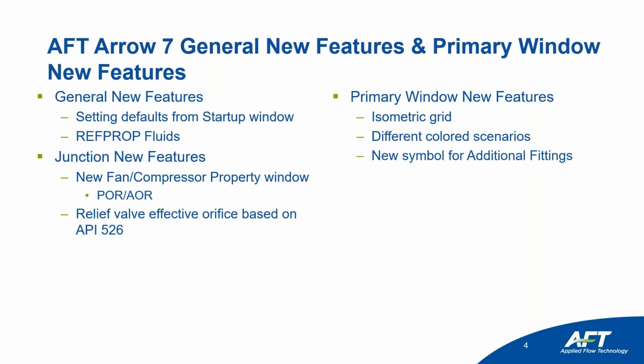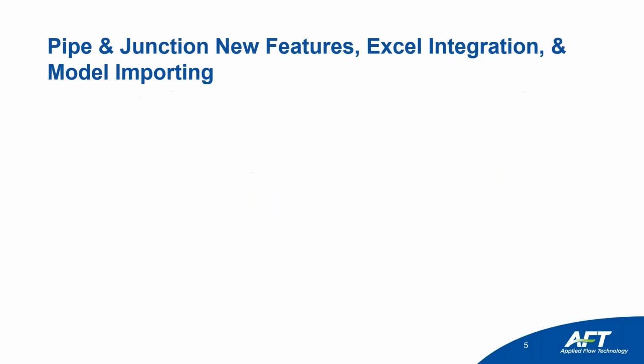There's a new symbol that shows if you have lumped in additional fittings and losses to your pipes. The visual report control is a lot user friendlier when you're trying to decide if you want to not show various pieces of information on the visual report. So those are some key general features I'm going to go over.